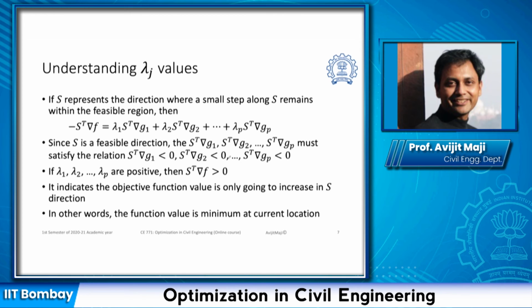Now in that particular equation, where we are representing the gradients of the objective function and the constraints, we want to identify a search direction where a small step along that search direction is going to remain within the feasible region. Let us represent that search direction by S. So if we pre-multiply that search direction with the gradient, it is going to be represented by this equation.